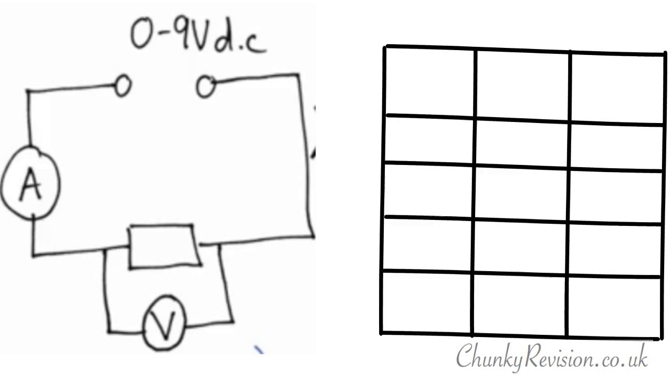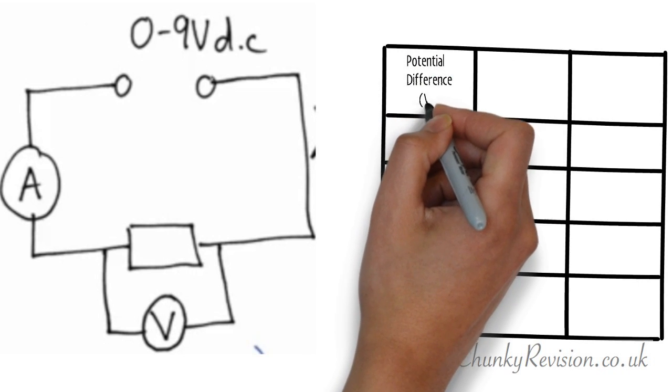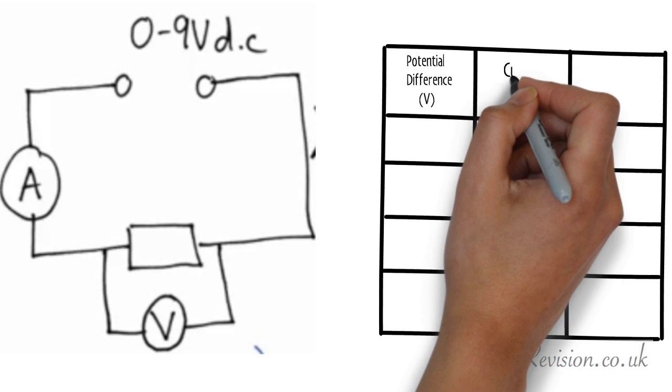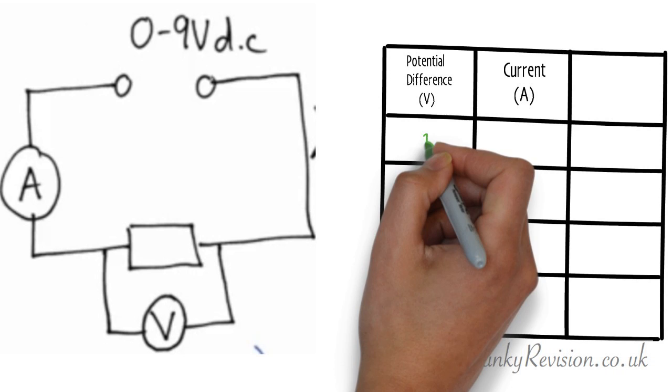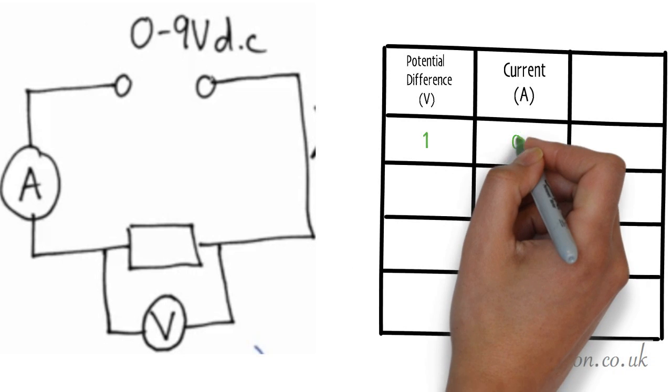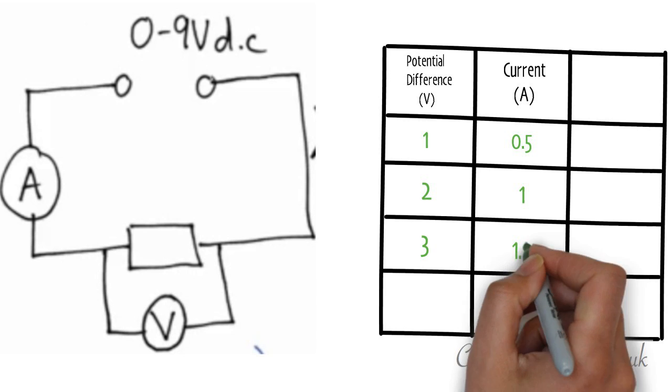In this experiment, we are going to increase the potential difference at the power pack. We will measure the potential difference across the resistor and the current flowing through the resistor. Our results can be collected in a table of results. So, for example, when we dialed up 1 volt on the power pack, we've got 0.5 amps flowing in the circuit. When we've dialed up 2 volts, we've got 1 amp and so forth. The rest of the results are coming up.